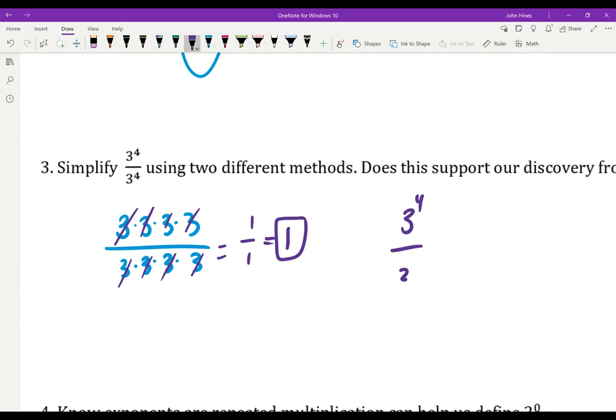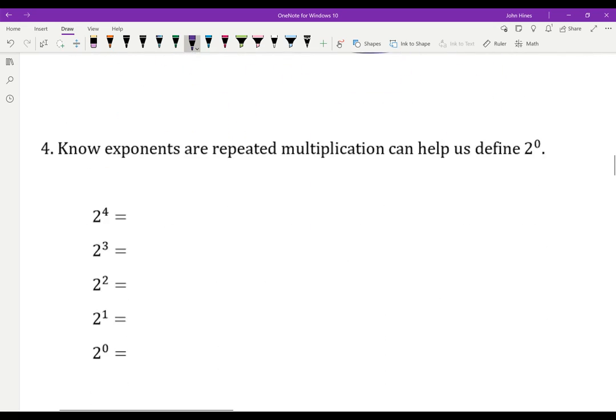But the rule is to subtract the exponents. 4 minus 4 is 0. So notice I got 3 to the 0 has to also equal 1. The value of that expression is 1. 81 divided by 81 is 1. So 3 to the 0 also equals 1.